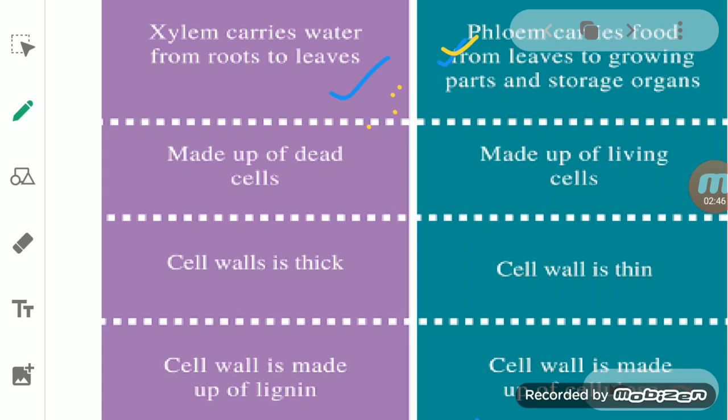Now phloem carries that food from the leaves to different parts of the plant. The excess amount of food gets stored in the form of starch, and that storage occurs in organs known as storage organs.